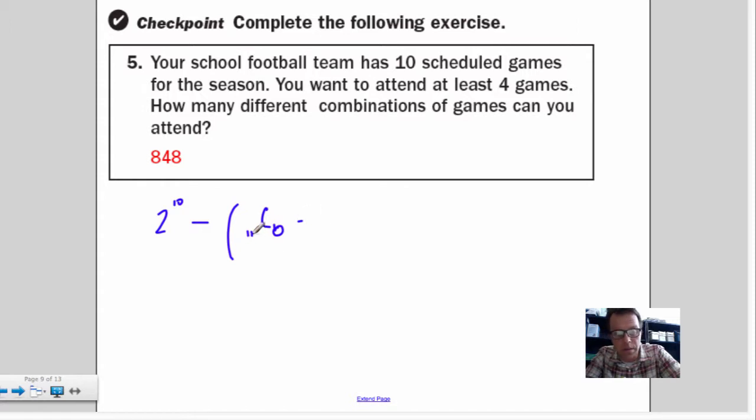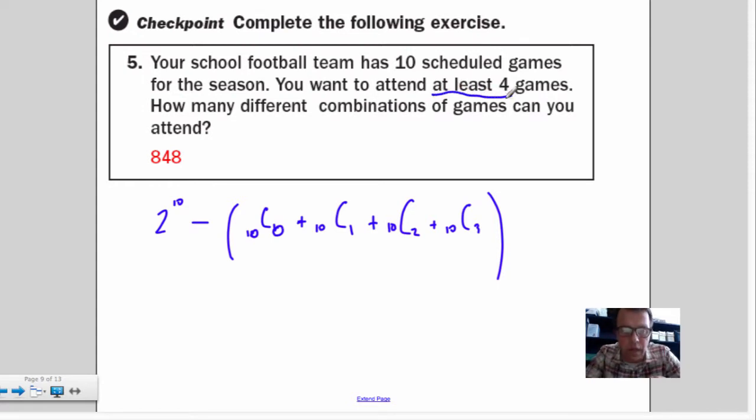That was 10C0, sorry. And then also pick where you only decide to go to 1 game. And also include where you decide to go to 2 games. And also include where you're going to go to 3 games, right? And then I think you've got it, because then it goes to 4 games, but that's part of at least 4 games, which includes 4 games.